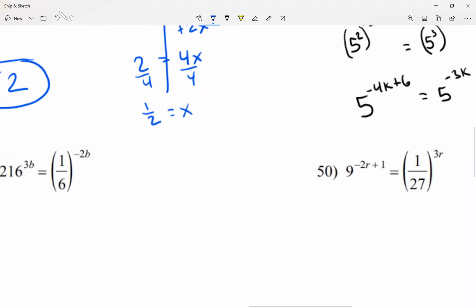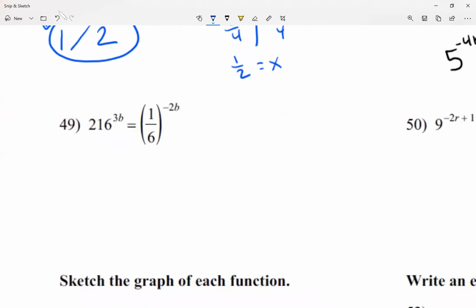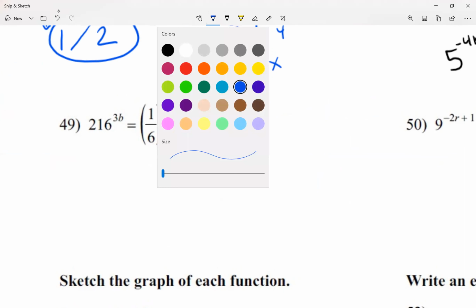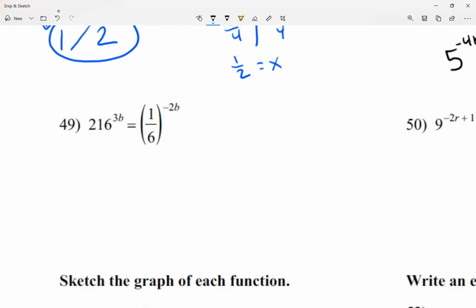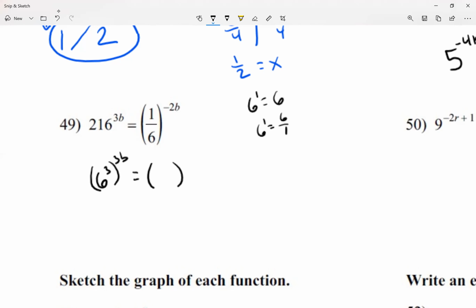Now let's take a look at number 50, or 49, I mean. I want to write my numbers 216 and 1 over 6 so that my bases are the same. So let me write 216 as 6 to the third, 6 to the third, and 3b. Now here, I'm thinking, oh man, how can I write 1 over 6 as 6 to the something? I know 6 to the 1 is equal to 6. As a matter of fact, I even know that 6 to the 1 is 6 over 1, right? 6 is 6 over 1. Now, 1 over 6. Do you guys remember what happens on the exponents? What is it that flips my fraction? I don't want 6 over 1. I want 1 over 6. Do you guys remember how to flip a fraction?